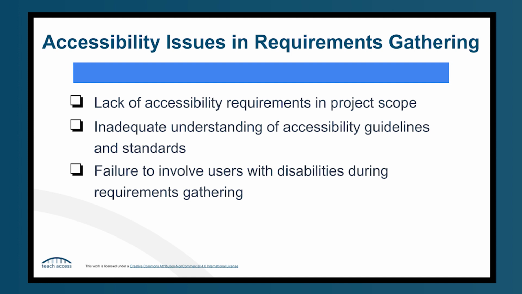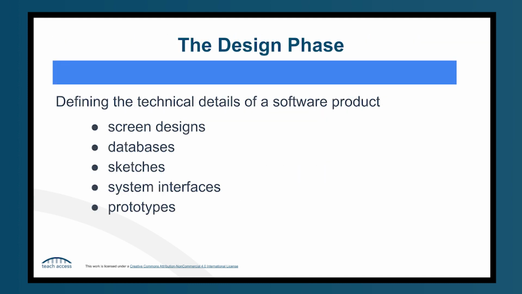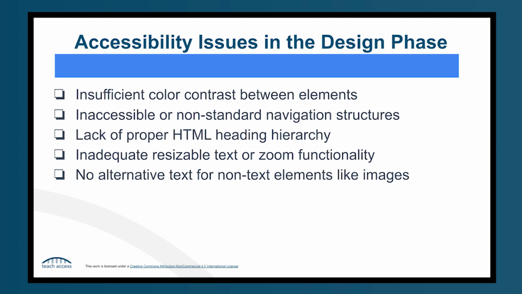Like other software practices, implementing the notion of shift left with accessibility requirements is beneficial for everyone. The design phase entails defining the technical details of a software product. These details can include screen designs, databases, sketches, system interfaces, and prototypes. Common accessibility issues include insufficient color contrast between foreground and background screen elements, inaccessible or non-standard navigation structures, and lack of a proper HTML heading hierarchy for content organization.